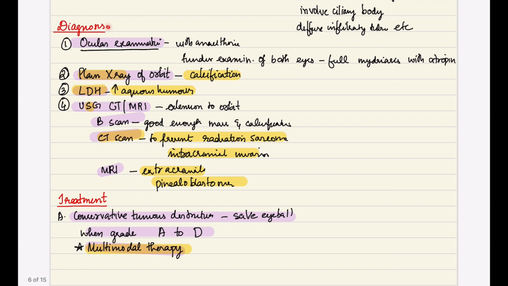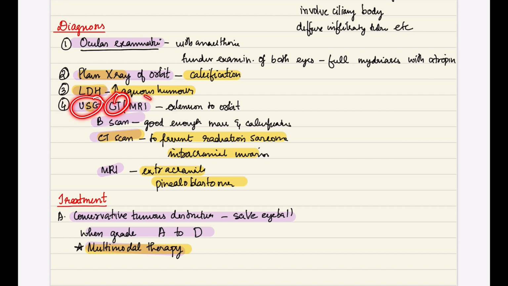When we come to diagnosis, ocular examination is done under anesthesia, and fundal examination of both the eyes should be done with full mydriasis with atropine. Plain X-ray of the orbit is taken, which shows calcification. LDH will be increased in the aqueous humor.